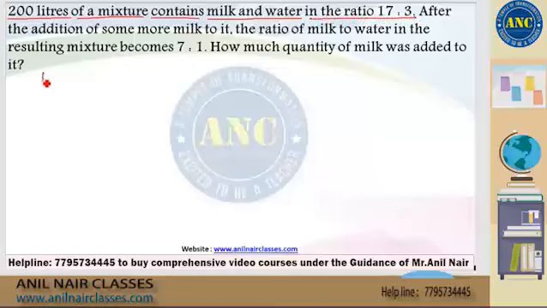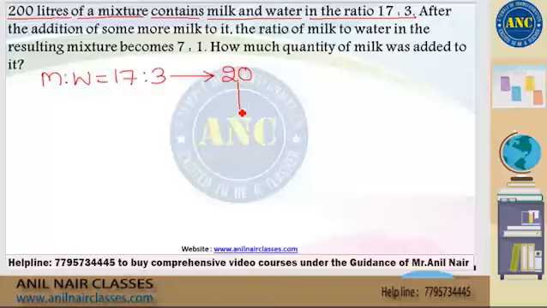That means the initial ratio of milk and water is given as 17:3. According to the ratio, 17 liters of milk and 3 liters of water, totally it is 20 liters. But the question says totally it is not 20 liters. Totally it is 200 liters. 20 is becoming 200. Multiply by 10. 20 into 10 is 200.